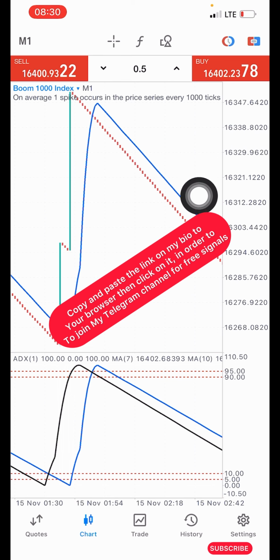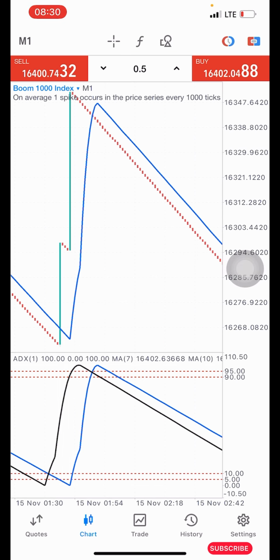Once you have set everything correctly as I've just explained, you are going to have this neat screen here. You're going to have something like this on your chart. So that's everything you need to know about this strategy.